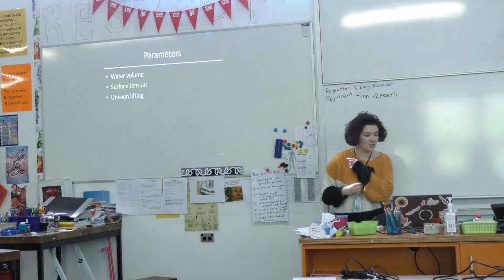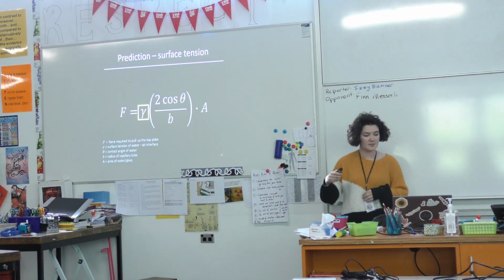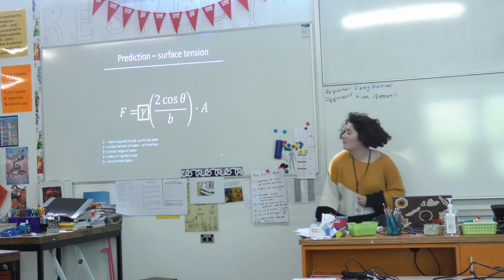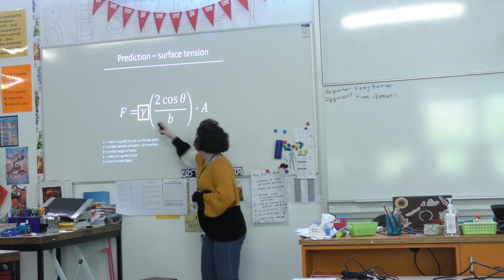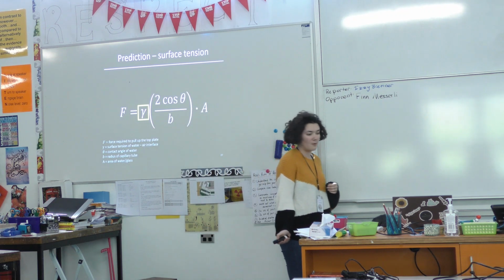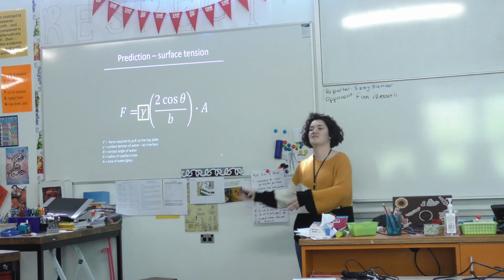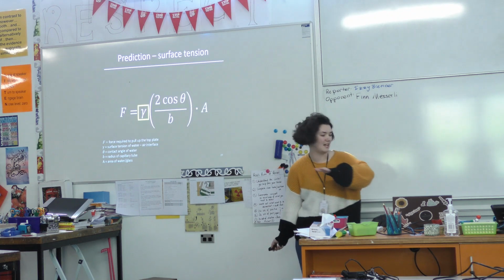So now going into surface tension. We thought surface tension was important because it's in our equation. You can see here that it's multiplied in the equation. So if you increase surface tension, we would expect an increase in the force required to pull up that top plate.